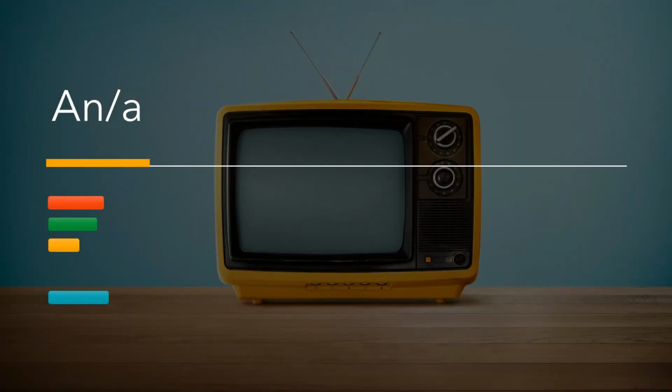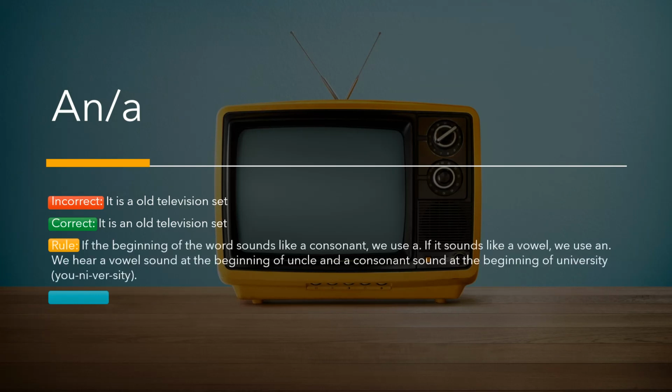A and an. It is an old television set. The rule is, if the beginning of the word sounds like a consonant, we use a. If it sounds like a vowel, we use an. We hear a vowel sound at the beginning of uncle and a consonant sound at the beginning of university. For example, a horse, an R, a university.